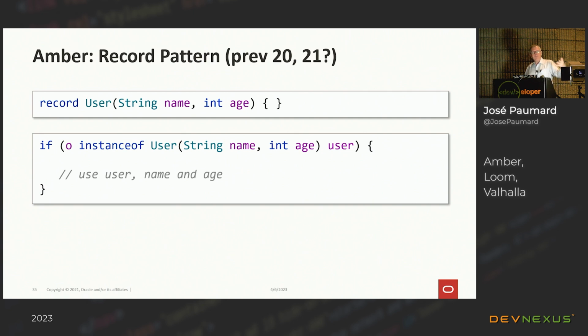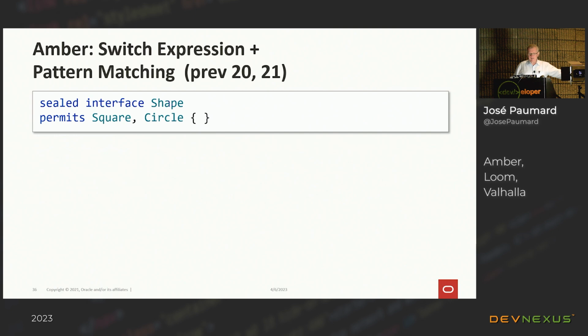Now, how can we mix all this with sealed types? Well, we can mix all this with sealed types in a switch expression. You know that, who likes switches? Oh, 4 people. That's okay.